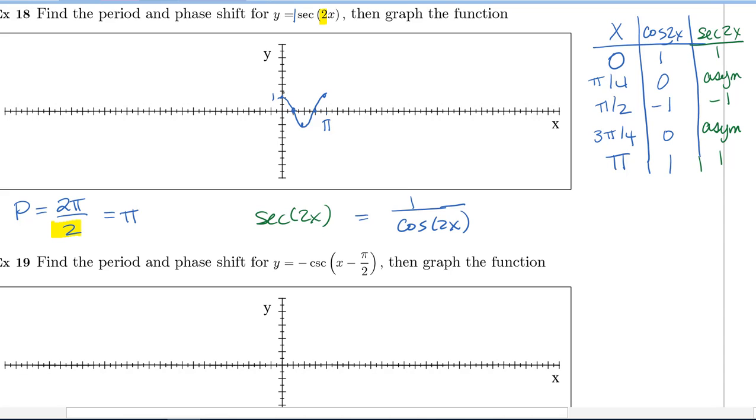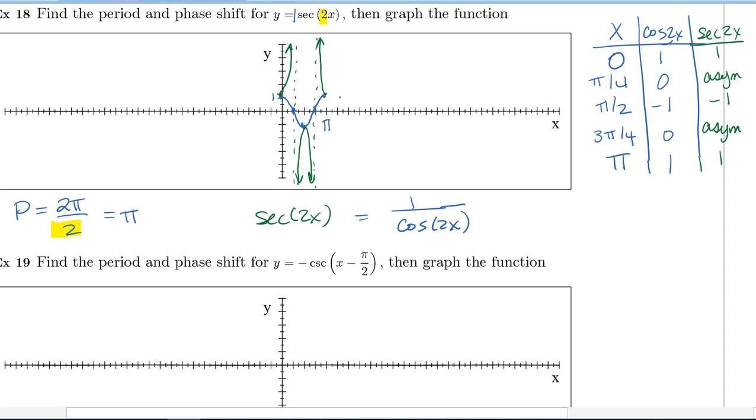So again, if we think about this, we are going to have our asymptotes here where we're crossing. Again, 1 divided by 0 is going to be undefined. And then we're at 1 here. We go up to the asymptote. We're down at -1 here. We've got that U-shaped piece here. And then at pi, again, we're at 1, and we're going up to the asymptote at 3 pi over 4.